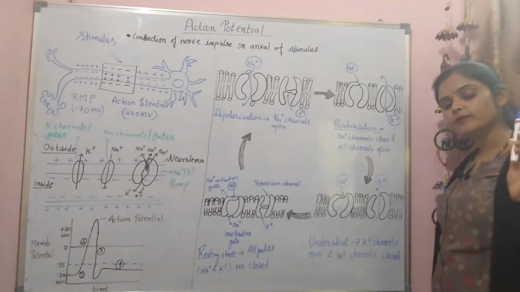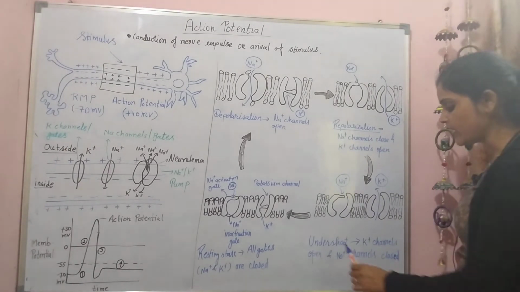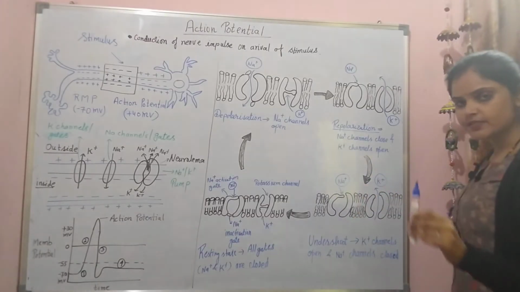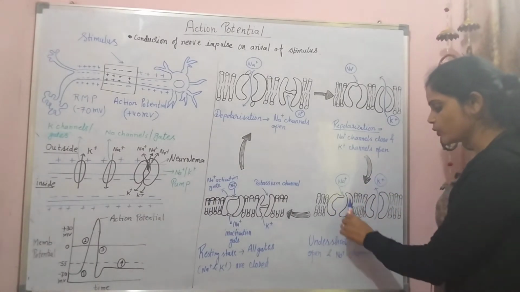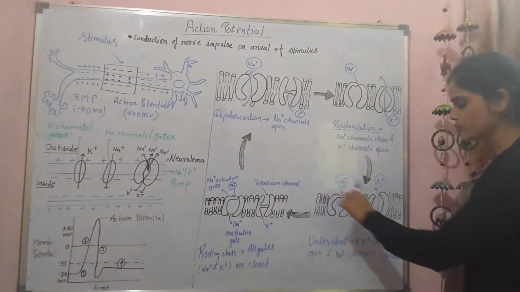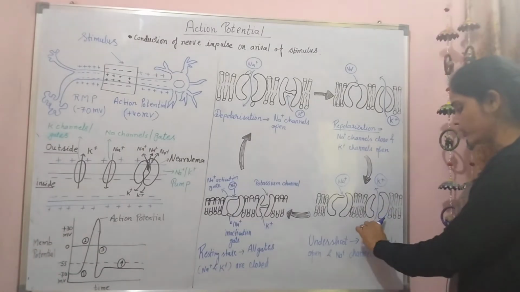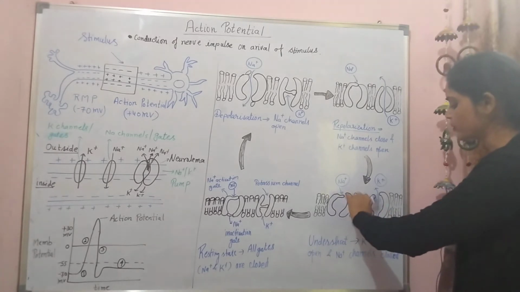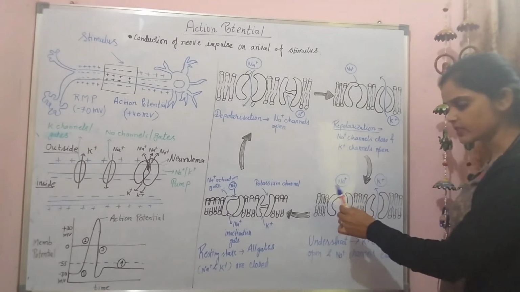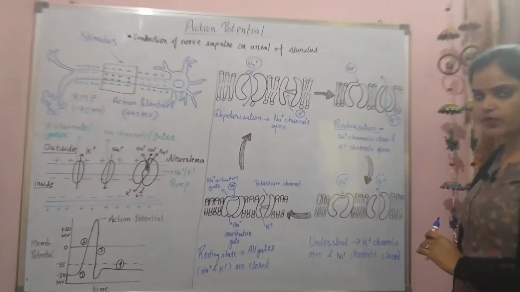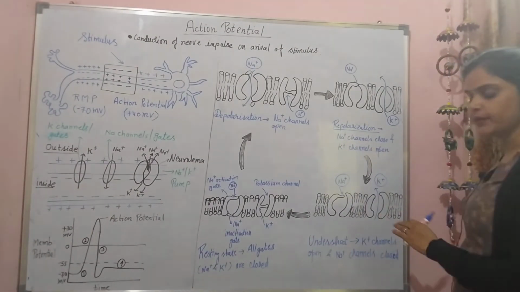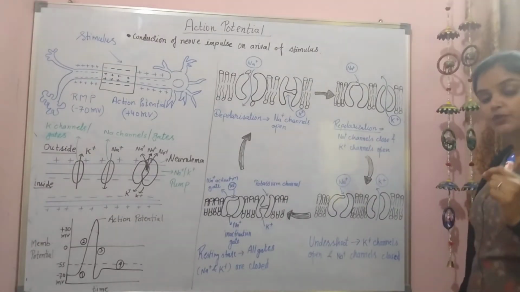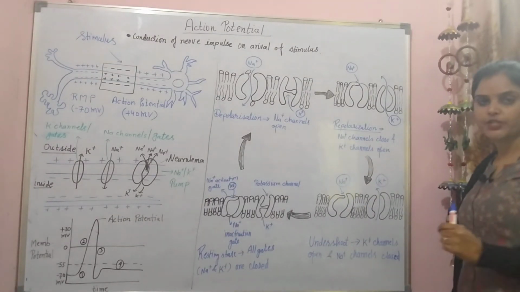The last stage is the undershoot. In this stage, sodium channels are closed, so no sodium is entering the cell, and potassium channels open up. As the potassium channels open up, whatever potassium is present inside moves outside. So more positive charge reaches the outside, and the membrane becomes more negative from inside. These are the four stages that are very important as far as the action potential is concerned.